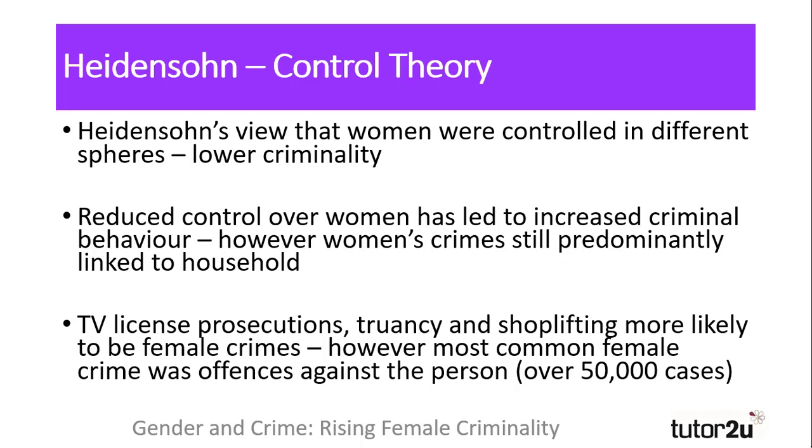Significantly more women were prosecuted for not having TV licenses than males, and shoplifting is predominantly a female offence too. However, the greater independence of women in contemporary society can be seen as the most dominant form of crime for women to commit was offences against the person, with over 50,000 cases in the UK in 2019.